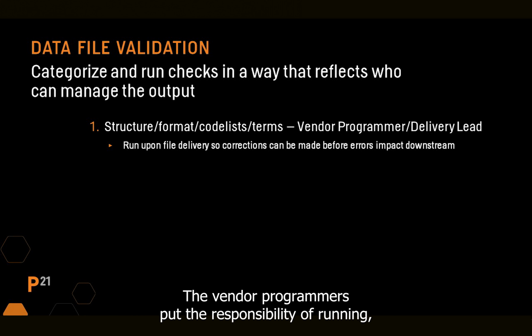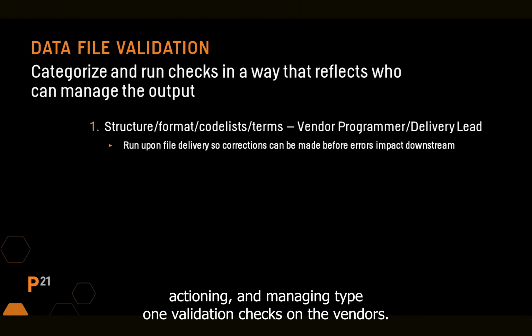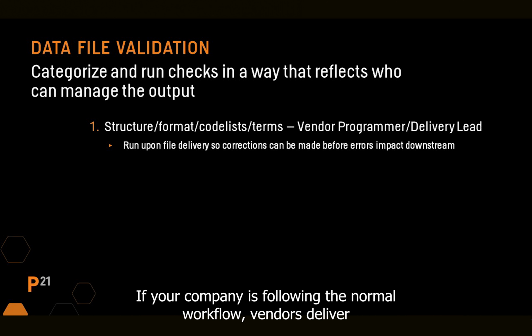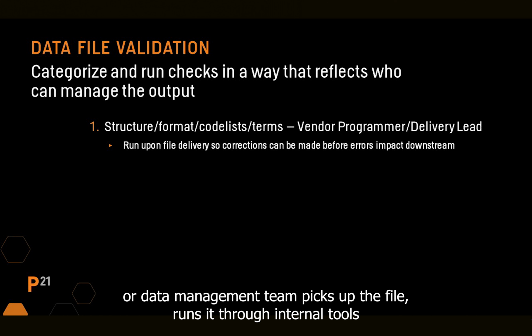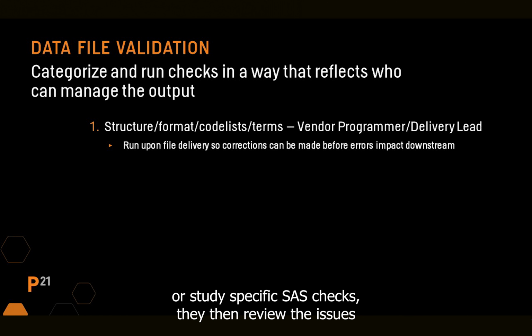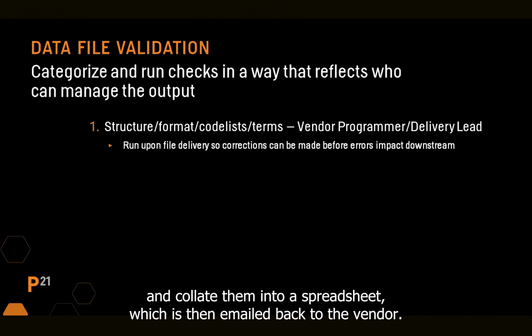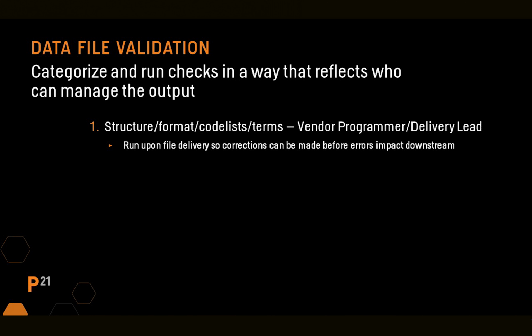Put the responsibility of running, actioning, and managing Type 1 validation checks on the vendors. If your company is following the normal workflow, vendors deliver a file to a file repository. Then someone from the data acquisition or data management team picks up the file, runs it through internal tools or study-specific SAS checks. They then review the issues and collate them into a spreadsheet, which is then emailed back to the vendor. This process takes 2 weeks on average.